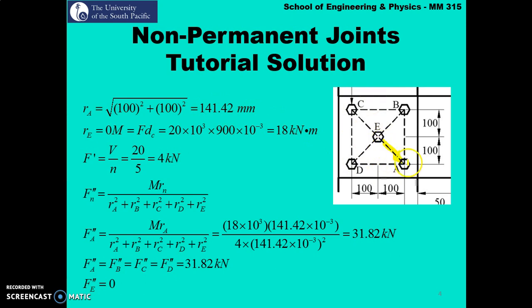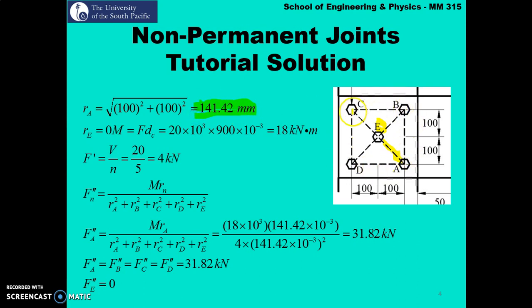So bolt A, the distance of bolt A from the centroid at O. What happens is bolt E is right at the centroid. So we'll calculate the radius of bolt A, or the distance of bolt A from the centroid. In the horizontal direction it is 100 mm, in the vertical direction from your centroid it is 100 mm. So the radius or the distance of bolt A from the centroid is basically 100 squared plus 100 squared, which simply equates to 141.42 mm.